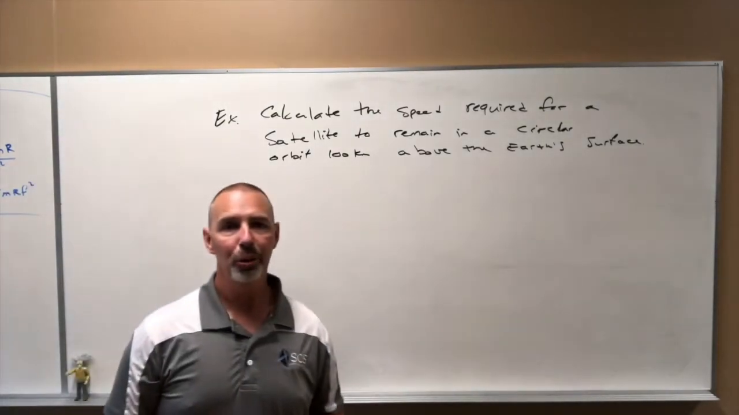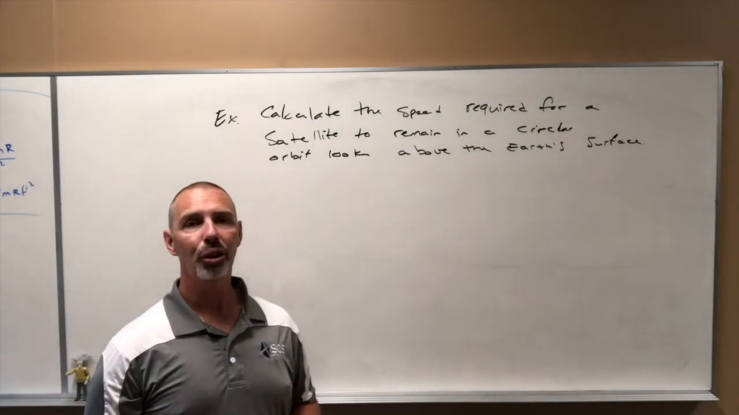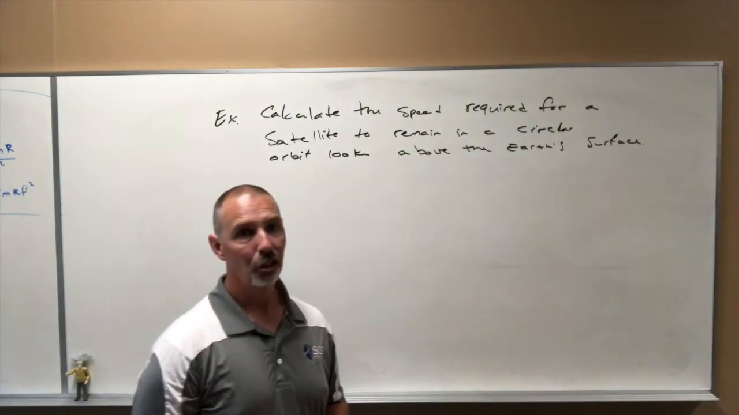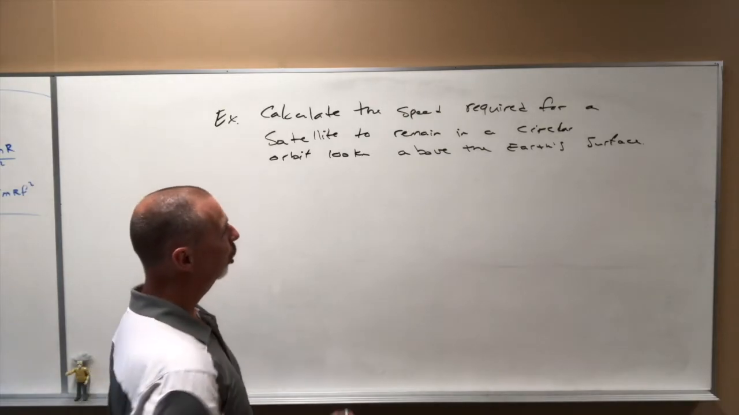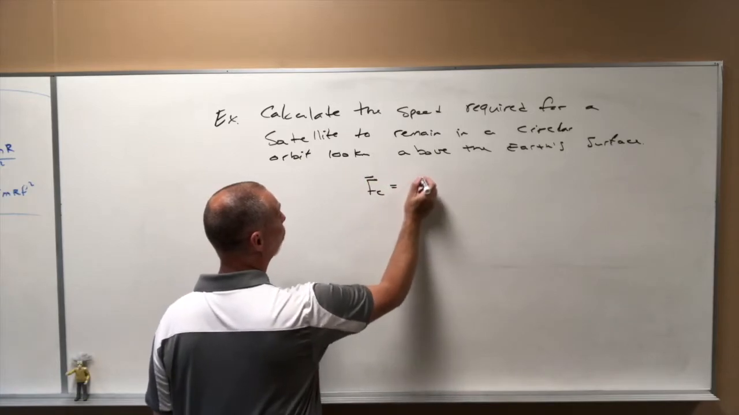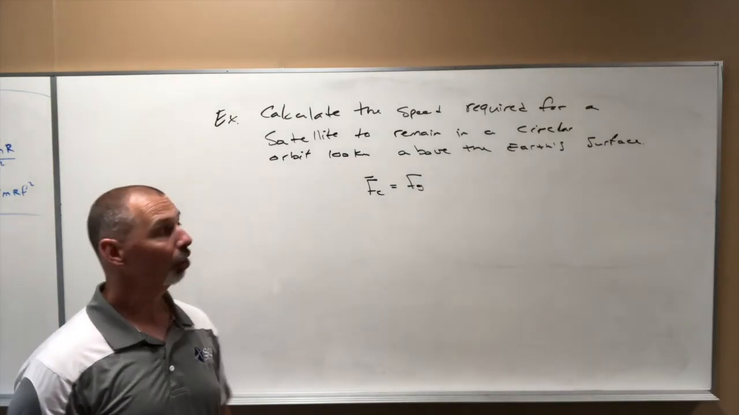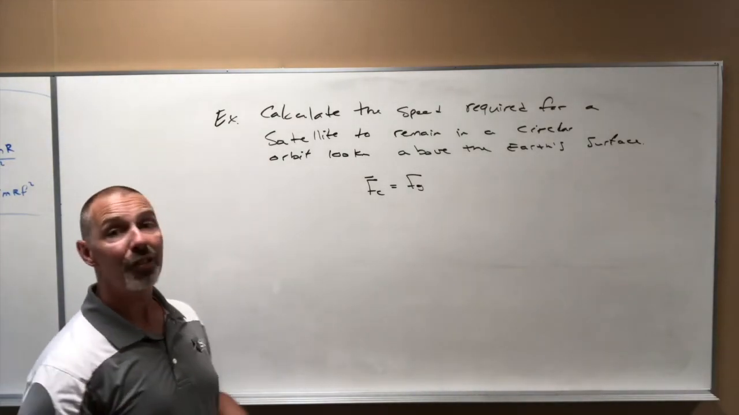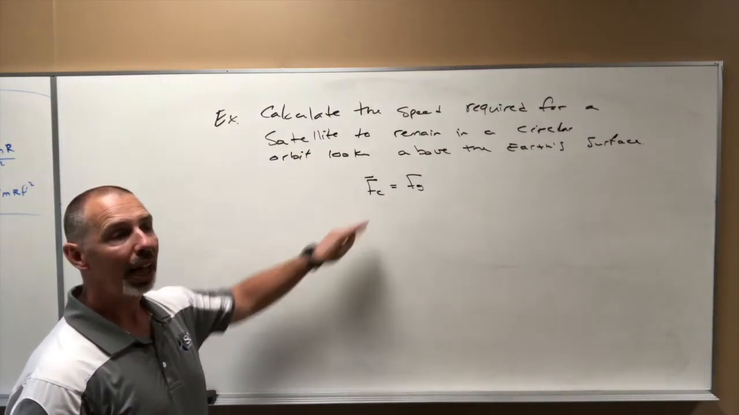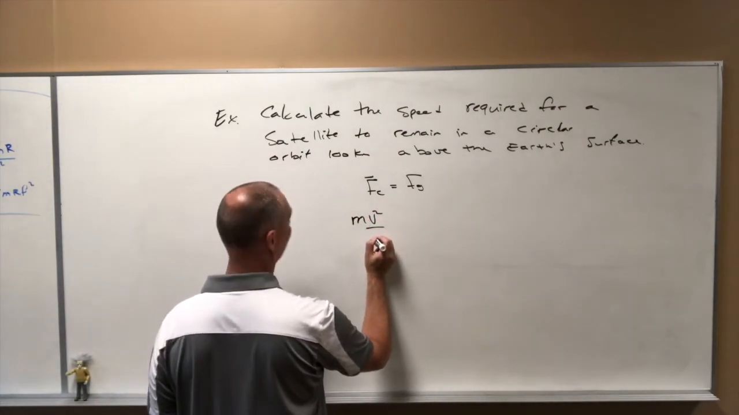Okay, so here's our example. Calculate the speed required for a satellite to remain in a circular orbit 100 kilometers above the Earth's surface. So we're going to start with a couple pieces of information here. The first thing we're going to recognize again is that it's in a circular motion, and the force that's keeping it in its circular motion is the force of gravity. So we're going to start with that. We want to find velocity, so our centripetal force has to be the one that has velocity in it. So mv squared over r.